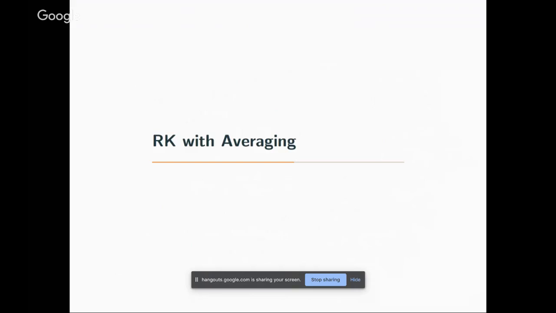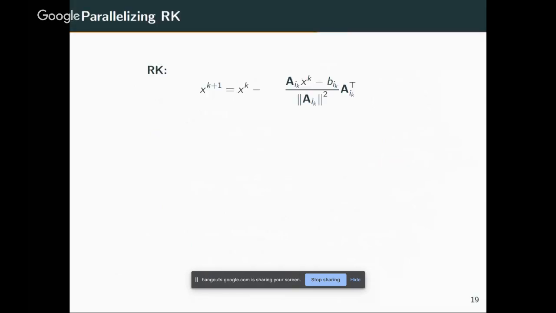Okay, so now I'll introduce the RK with averaging method that we've been investigating recently. Going back to the initial RK update, one drawback to the randomized Kaczmarz method is that it operates sequentially. Each new iterate xk plus 1 depends on the previous iterate xk. This is undesirable because it limits the extent to which you can take advantage of parallel processing. You can do some of the matrix operations in parallel, but each of these iterations is generally pretty quick and simple, and so we'd like more ways to incorporate parallel computations.